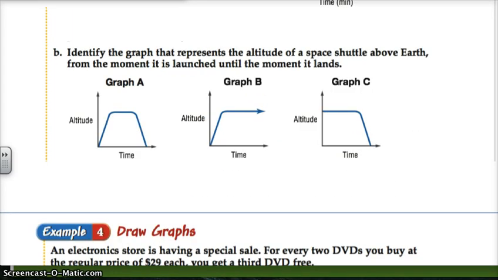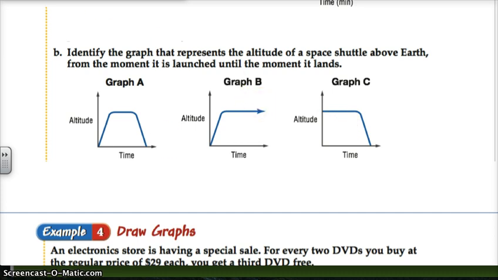In the second part of this problem, part B, we're going to identify the graph that represents the altitude of a space shuttle above Earth from the moment it is launched until the moment it lands. So each of these graphs, well, these two anyway, show an increase in altitude as time elapses, right? Here, the altitude is static, and then we have a decrease in altitude after a certain amount of time. So here we've got an increase in altitude, then it's static, it stays at the same altitude, and then it decreases. Increase, and then it stays indefinitely.